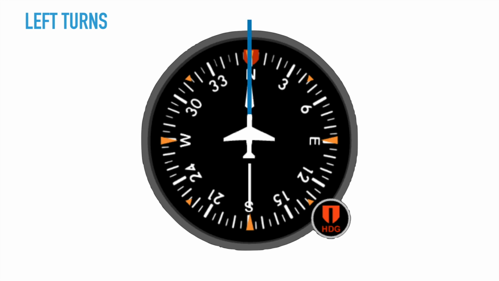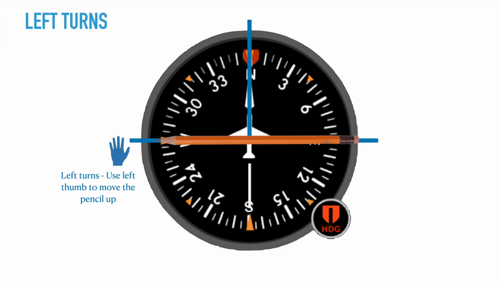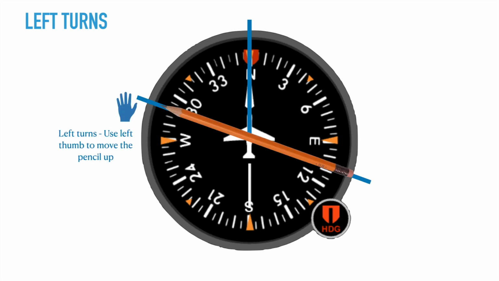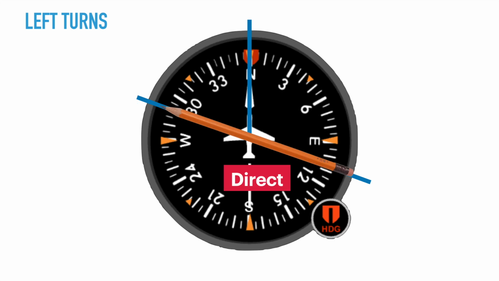We're going to draw a line directly through the heading, then draw a perpendicular line. Now superimpose your pencil on the line, and because it's a left-hand turn, we're going to use our left thumb and move our pencil up by a certain number of degrees. Do you remember from the previous lesson what that number is? If you said 20 degrees, you're correct. Let's move the pencil up 20 degrees, and now we can clearly see the quadrants. In the bottom corner, we have the direct entry. In the smallest section, we're always going to have the offset entry. And in the next largest section, we're going to have the parallel entry.